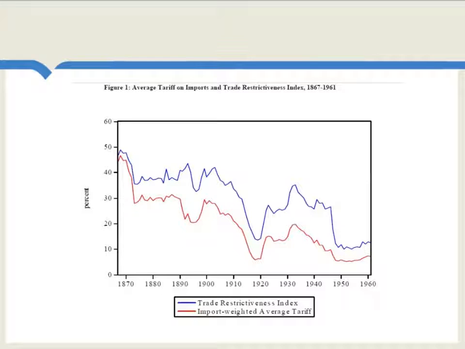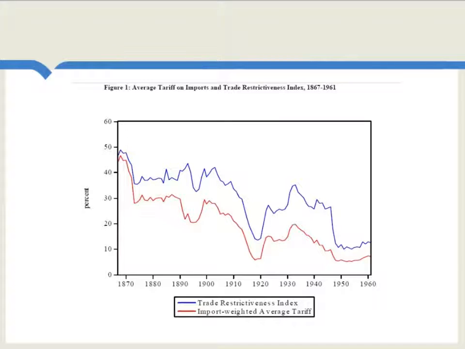Coming from an international sample of countries, here's data on average tariff on imports, and moving pretty much in lockstep, a trade restrictiveness index. It's interesting when you look at the late 19th century that tariffs are really relatively high. One reason for this is that at that time, countries in general did not have income taxes, and tariffs were used as a major source of funding for governments.